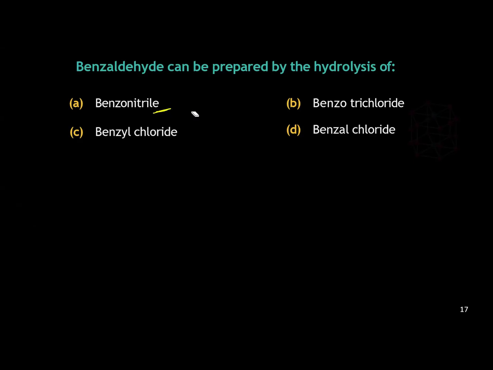So benzotrichloride, benzal chloride. Have we seen the benzotrichloride or benzal chloride giving the benzaldehyde by hydrolysis? Yes, sir. So we didn't see. So we can easily eliminate these two options. Next one, benzyl chloride.